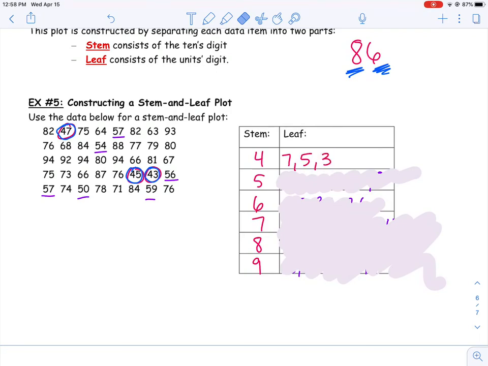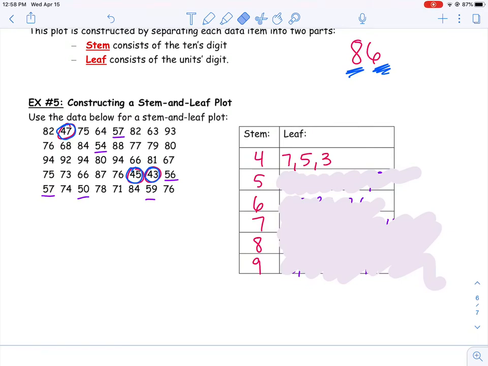I'm going to separate my data items with commas so I know that it's something different, not 475 or something like that. So this number represents 47, this number is 45, this number is 43. And again, it doesn't matter the order that you put it in. It might be a little bit easier to interpret if it was in order, but it does not matter as long as you've listed all of the data items that are in the 40s.